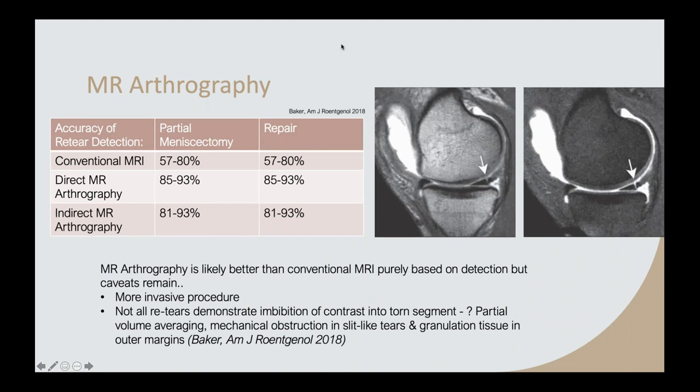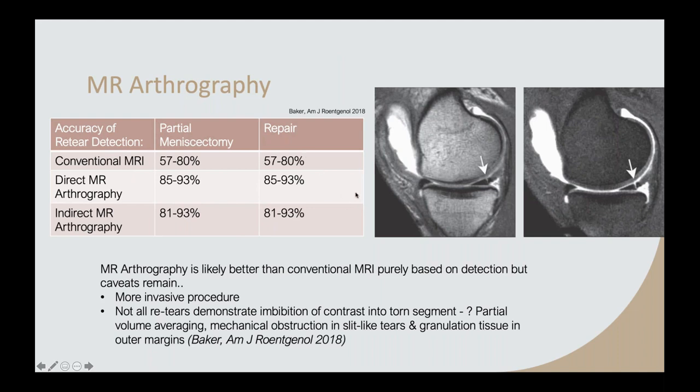So I mentioned something about MRI arthrography. Does it help? Should you do it? Studies show that if you have access to direct or indirect MRI arthrography, it will definitely help you be more accurate in the diagnosis of re-tear post either partial meniscectomy or repair.